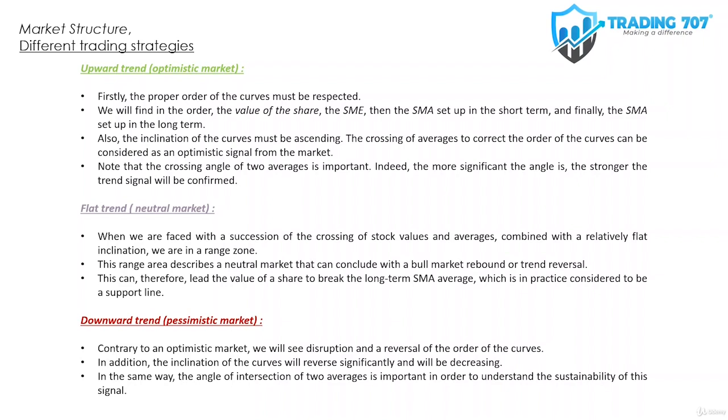Regarding a flat trend, we are faced with a succession of crossings, a twist of stock value and average. We are here in a range zone. This range zone describes a neutral market that can conclude with a bull market rebound or trend reversal.